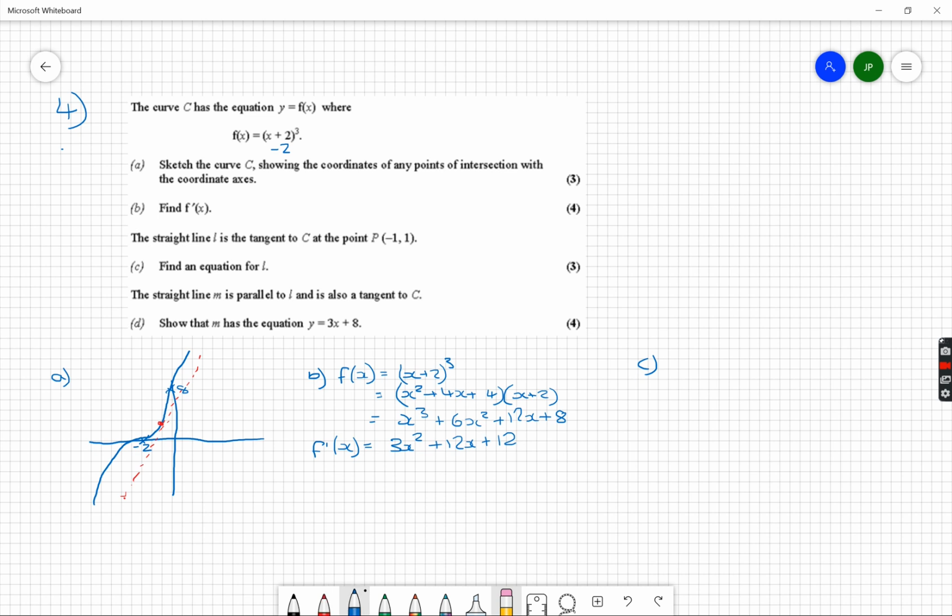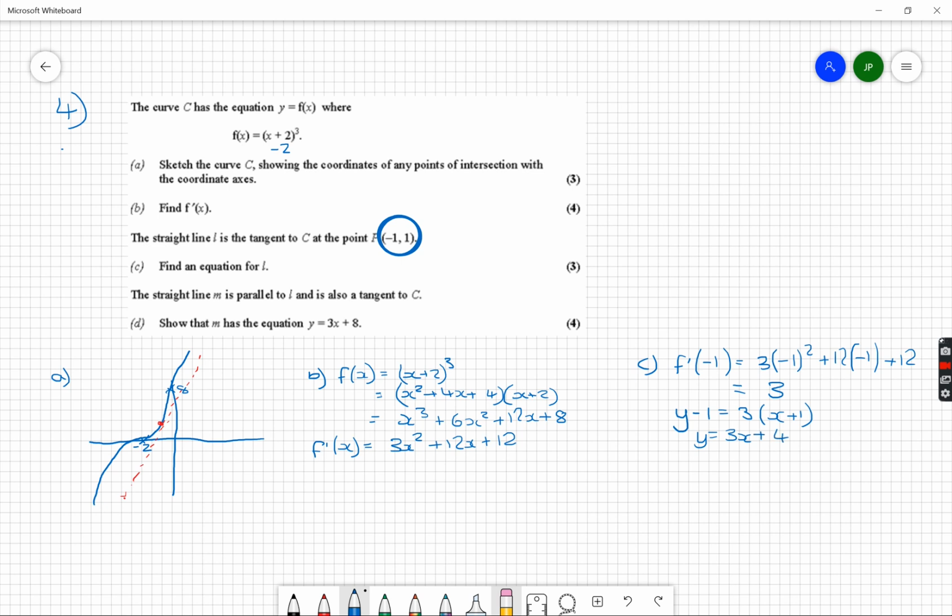So, for part C, we've got a tangent at the point -1, 1. Whenever I'm looking at a tangent, I need a gradient and a y-intercept. I can find my gradient because my differential is my gradient function. So all I'm going to do is find f dash of -1. I'll put -1 through my differential: 3 lots of -1 squared plus 12 lots of -1 plus 12. That's going to give me a gradient of 3. Now I can go through my equation of a line formula. There's my point, -1, 1. So y minus 1 equals 3 lots of x plus 1. A quick rearrange: y equals 3x, the add 1 comes across, so I'll have 3x plus 4.